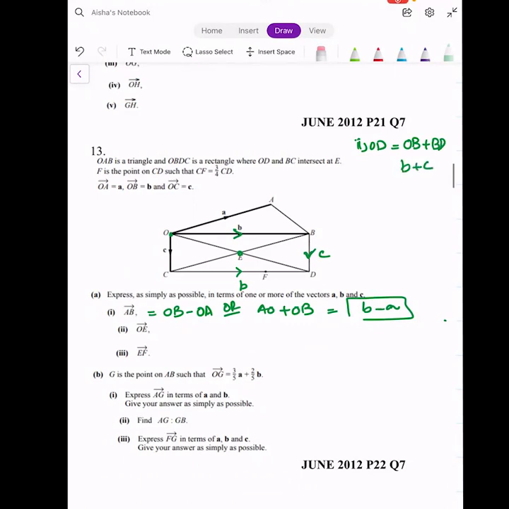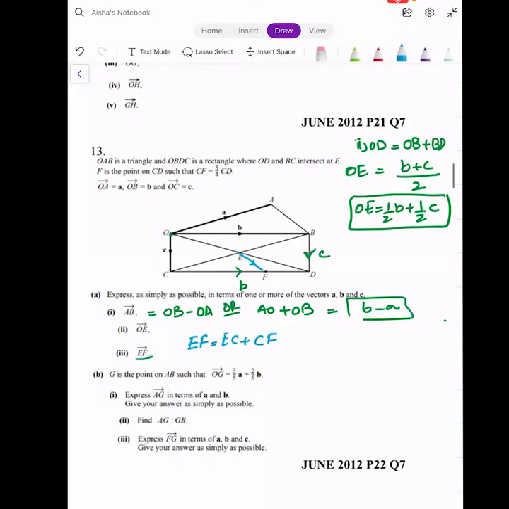Now, E is the intersection point of the diagonals, meaning it divides them into equal halves. Try to write it separately. EF is what I have to find out here. I can find it using EF is equal to EC plus CF. CF is 3/4 of CD, that means 3/4 of B.